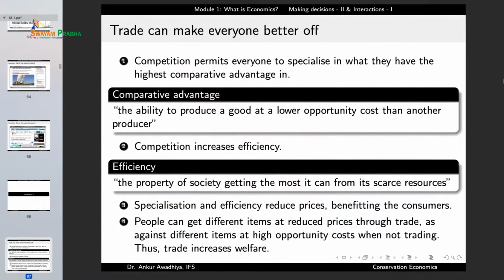Then we saw that trade can make everyone better off because it permits everybody to specialize in something that they have the highest comparative advantage in. It increases efficiency, so the society gets the largest amount of output from using its scarce resources, it reduces prices, which benefits the consumers, and it increases the choices that are available. It increases the welfare that people can have. So we saw that trade can make everybody better off.